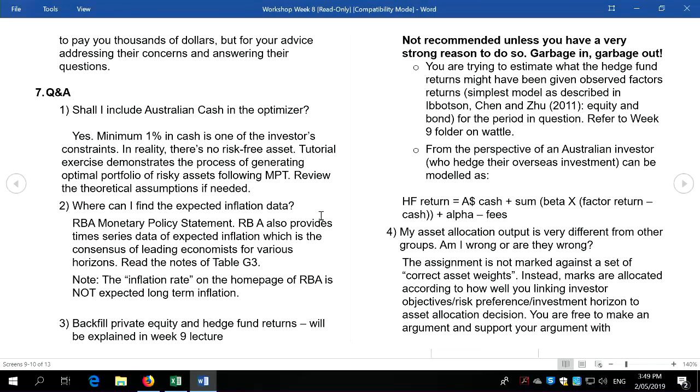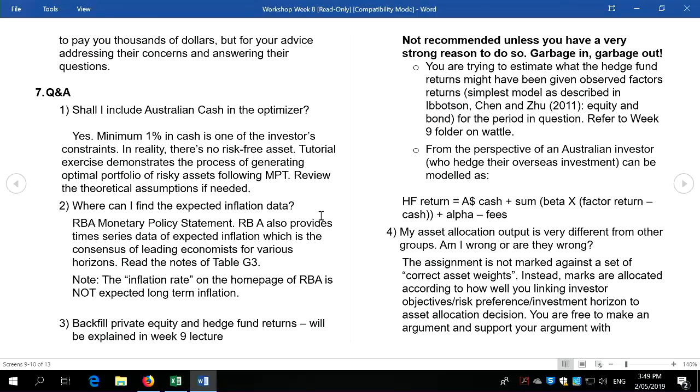Private equity and hedge funds. The backfill of the missing data is not suggested. So only if you have very strong reason to do so. Remember this, in modeling, garbage in, garbage out.